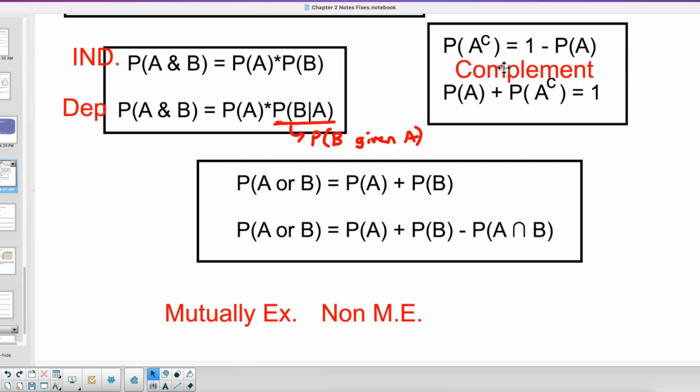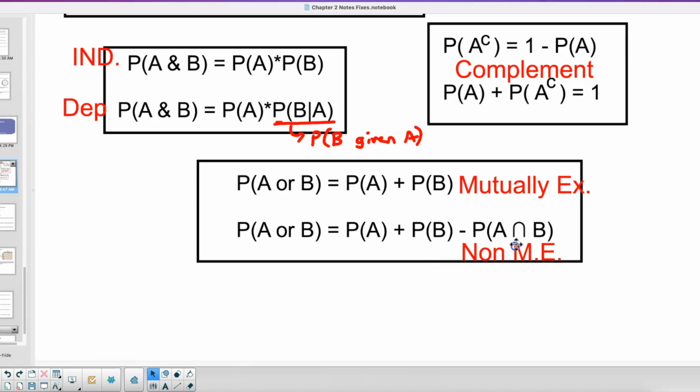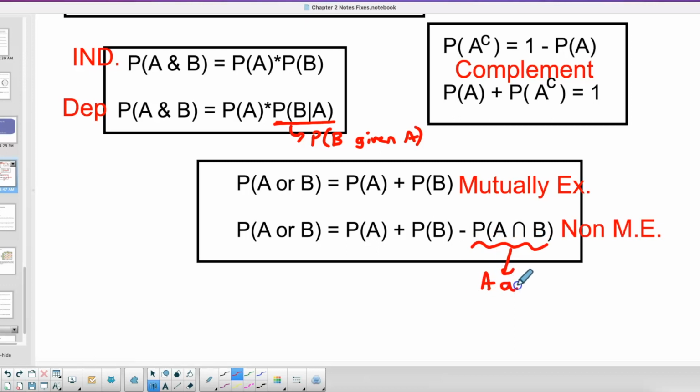And then the bottom two have to do with adding. If two things are mutually exclusive, then you don't need to subtract anything when you are doing OR problems, because it means that both things are not possible to occur at the same time. If something is non-mutually exclusive, we're looking at subtracting that overlap. This right here is like the probability of A and B. So that's some of the vocab that'll come into play on the next ones.